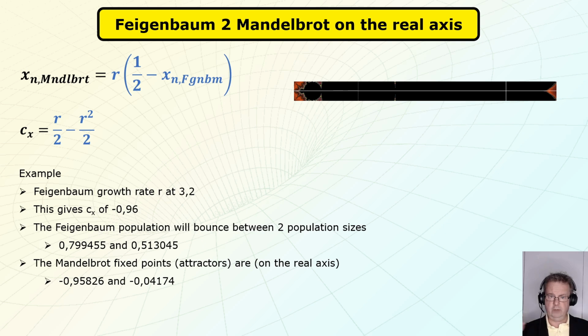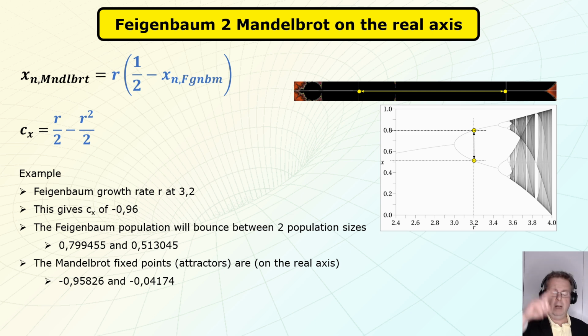So I took a slice out of the Mandelbrot set on the x-axis. And here you see it bouncing back and forth, and here you see how it will bounce up and down in the Feigenbaum set.